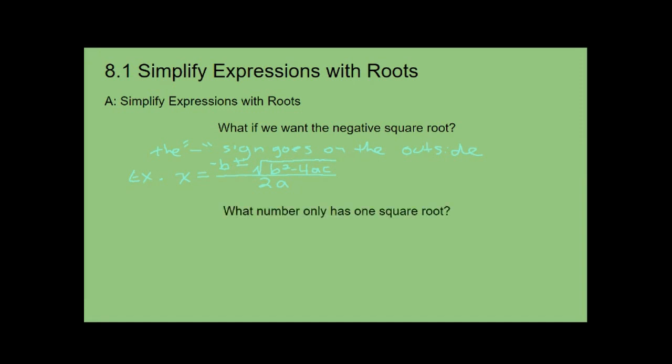What number has only one square root? I said that all positive numbers have two square roots, the positive and the negative. Think about what number would only have one. That would be the square root of 0, right? The square root of 0 is 0. There's no such thing as positive 0 and negative 0. So 0 is the only number that has only one square root.